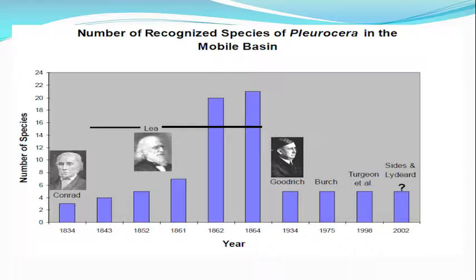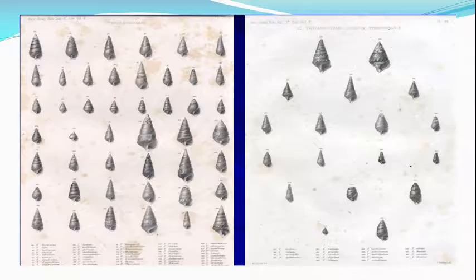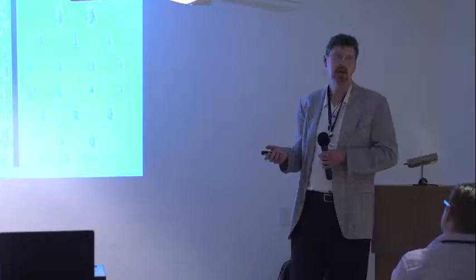So Sides, who started this in 2002, he's done now, said, how many are there? Is there a way to sort that out? Is it truly five? Was Goodrich correct? Should we still be recognizing five species or what? Here's a plate from Isaac Lea. He had gorgeous plates showing the shells of Pleurosaura and other species on this one. But each individual is a different species. Tremendous amount of variation in the group, but often they were recognized as separate species.